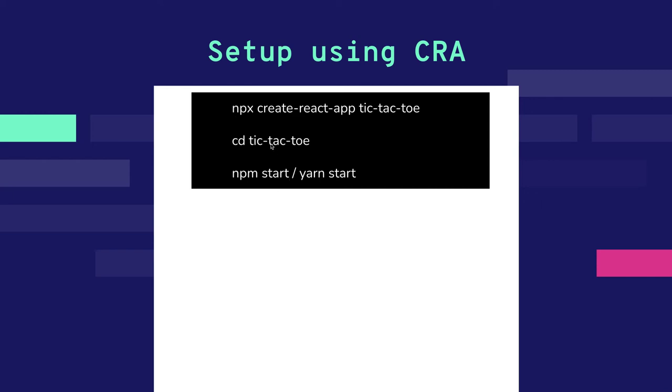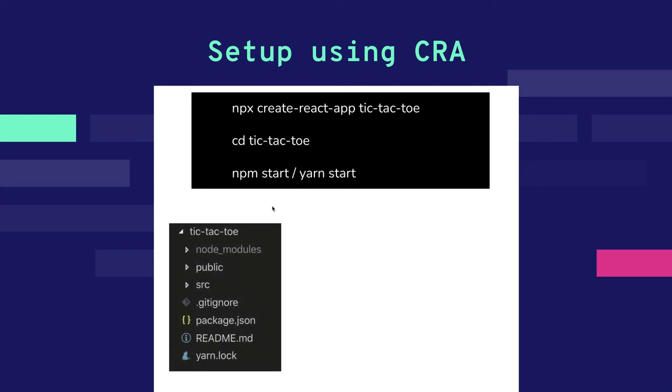So let's quickly see what we have to do. We have to run npx create-react-app. Create React App is basically a boilerplate generation command, and out of that we are creating tic-tac-toe, our first React application. We will go inside this React app and start our server using npm start or yarn start. Whichever you have in your system, you can definitely use it.